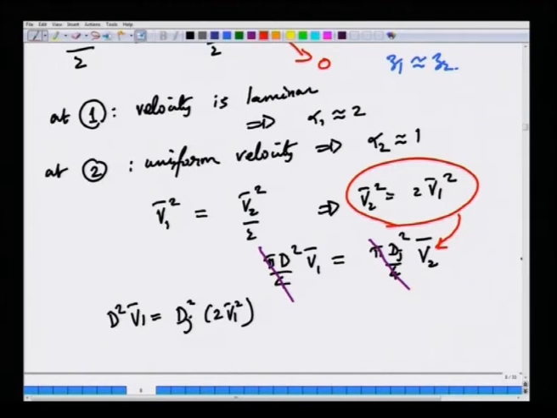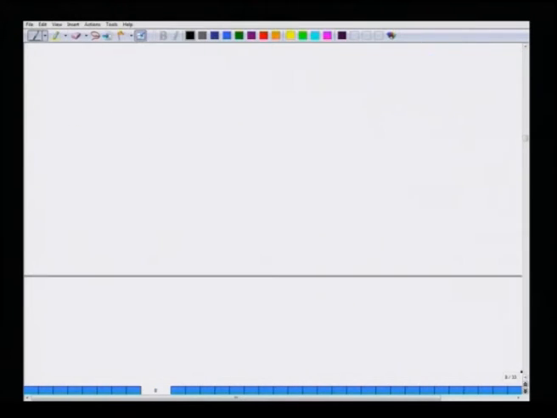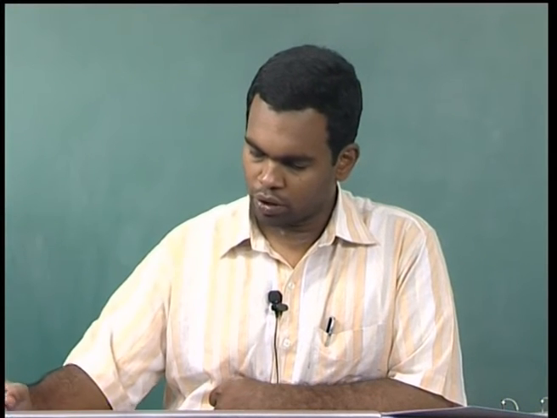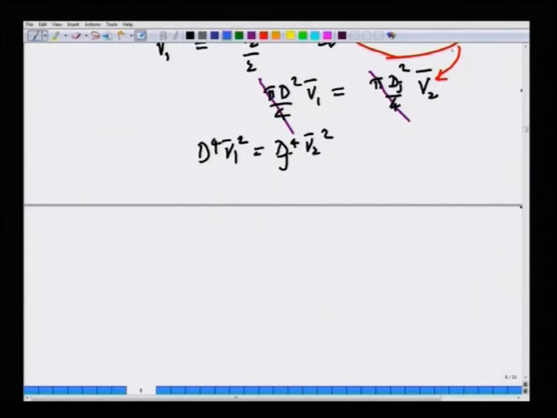Before I do that, let us first square the equation. So we will get d to the 4 V1 squared is dj to the 4 V2 squared. So this implies that, and then now I am going to substitute V2 squared here.